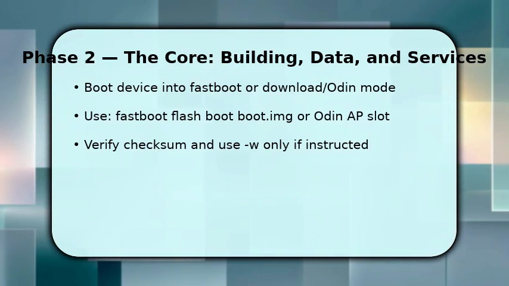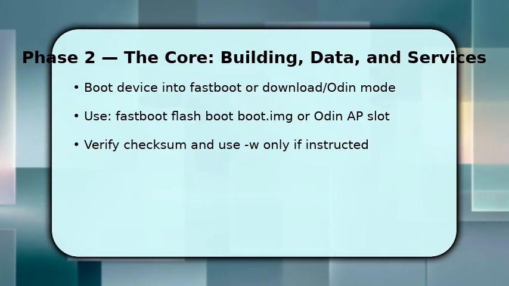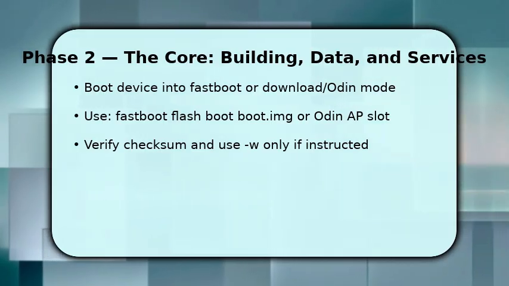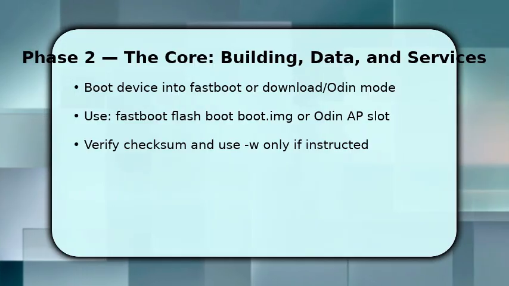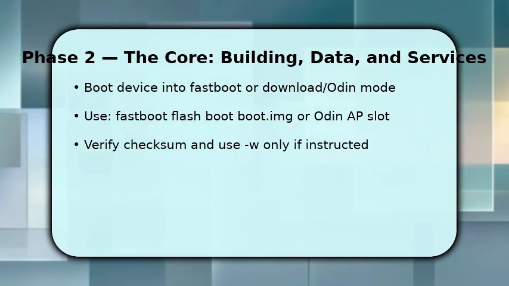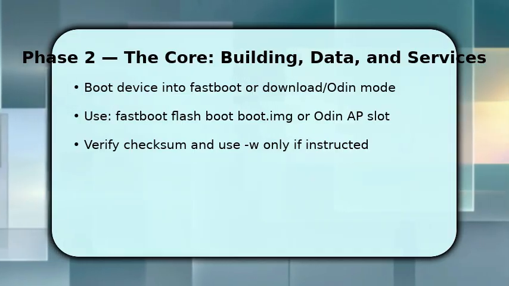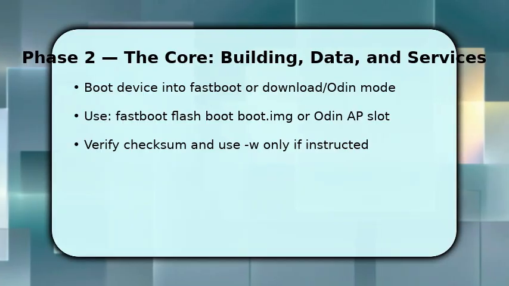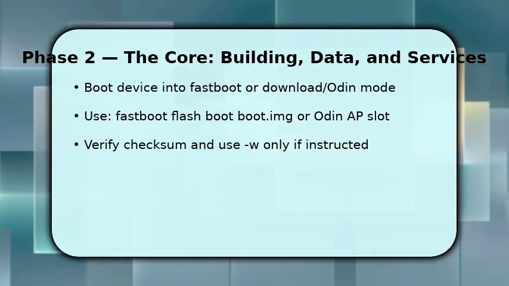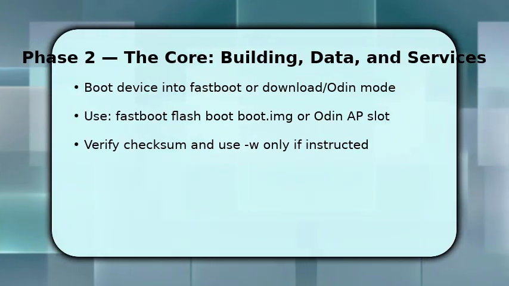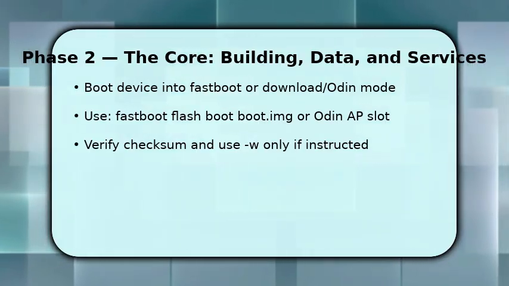You now perform the flash step carefully. Boot the phone into Fastboot or the vendor-specific download mode. This is where the tool talks to the bootloader. Next, verify the image checksum to avoid corrupt flashes, then issue the flash command. For Fastboot use, fastboot flash boot.img, or in Odin, load the AP slot and start. Make sure not to wipe data unless the kernel notes require it. Wiping can be destructive. Wait for confirmation and let the device reboot fully.